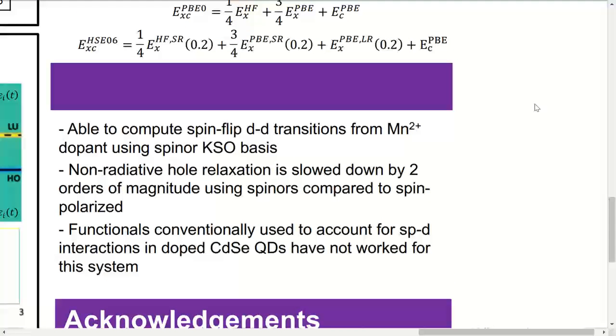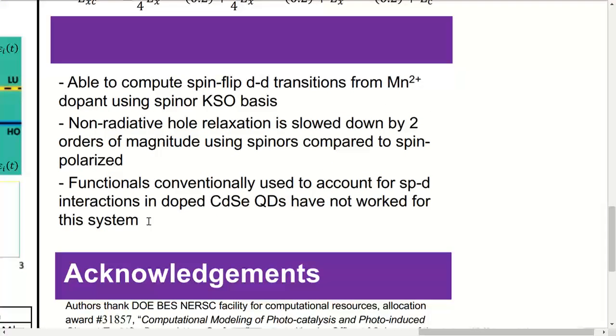So the conclusions for all this work are that we're able to successfully compute spin flip transitions in these systems from looking at the optical spectra. You can see the d to d transition. For non-radiative relaxation, it was slowed down by two orders of magnitude using spin orbit coupling compared to the spin polarized calculation, which we attribute to spin orbit coupling being a better basis to describe transition metals. And more work is needed for screening functionals that can accurately model both conduction and valence band for doped quantum dot or doped perovskite systems.